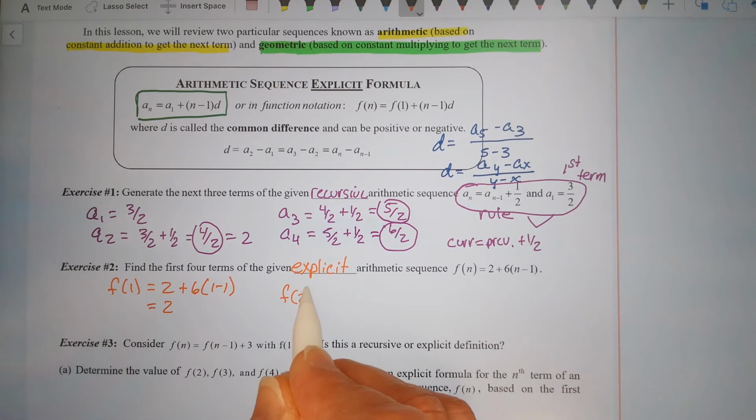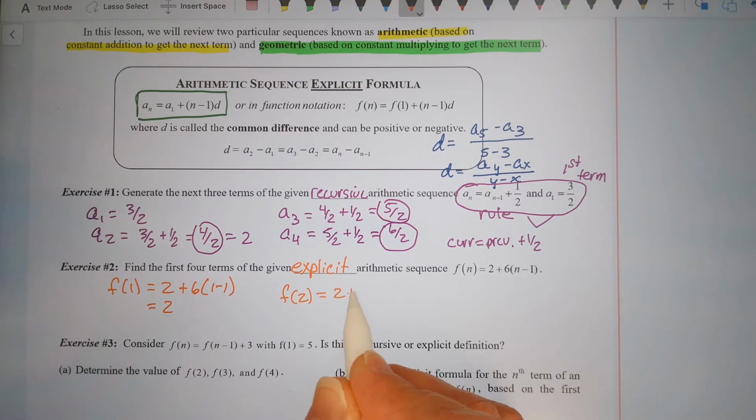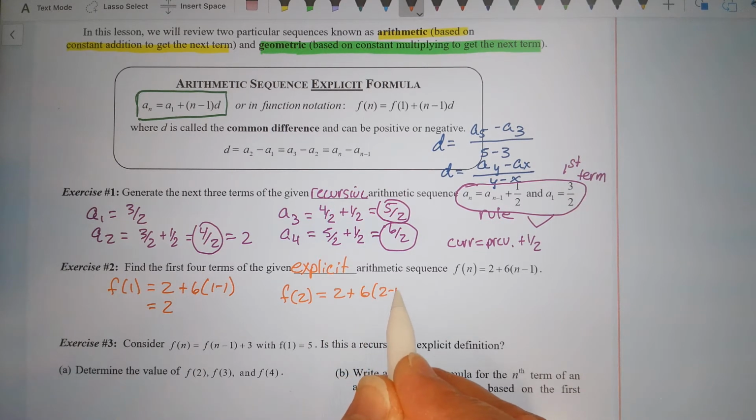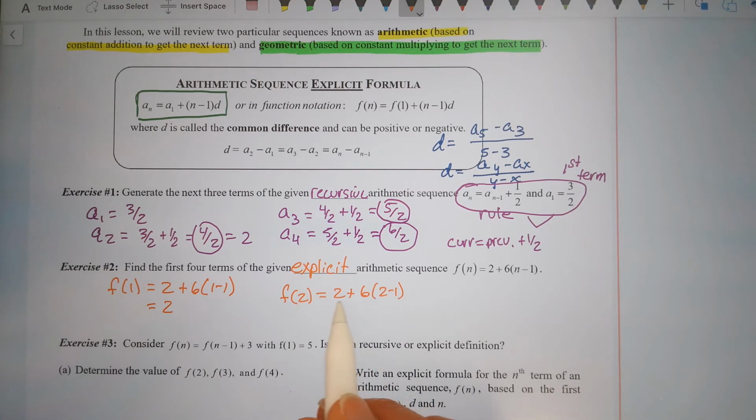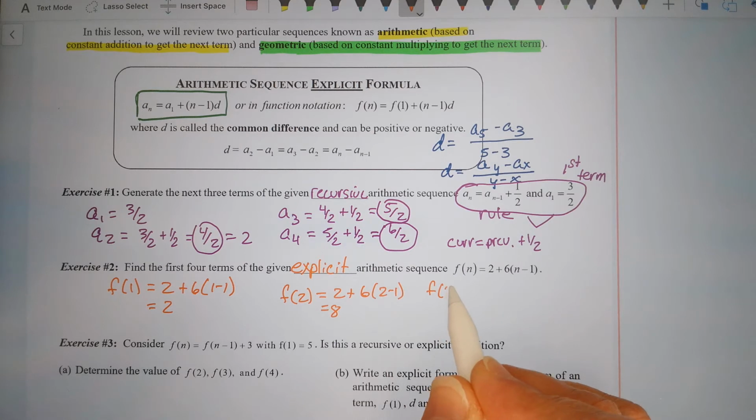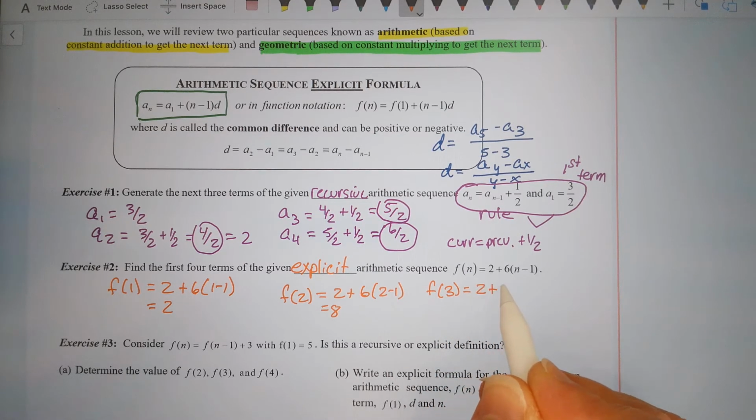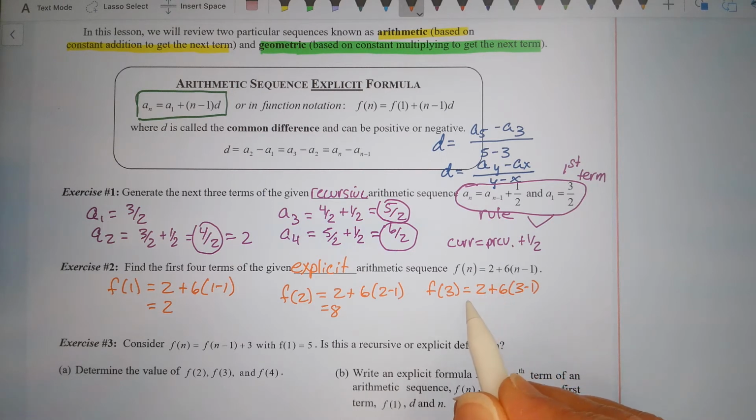F of 2, the second term, would equal 2 plus 6 times 2 minus 1. 2 minus 1 is 1, times 6 is 6, plus 2 is 8. F of 3, 2 plus 6 times 3 minus 1. That's 2 times 6 is 12, plus 2 is 14.